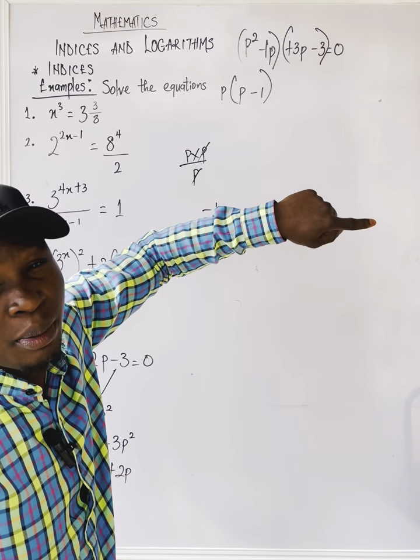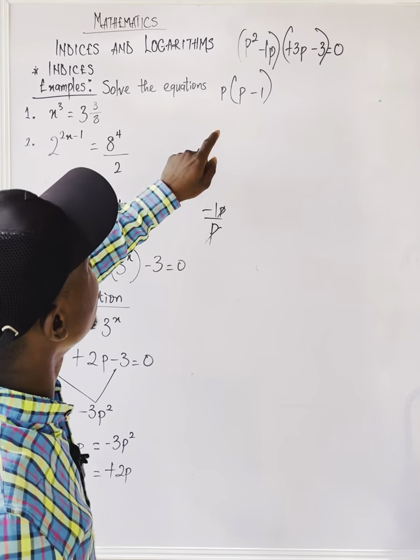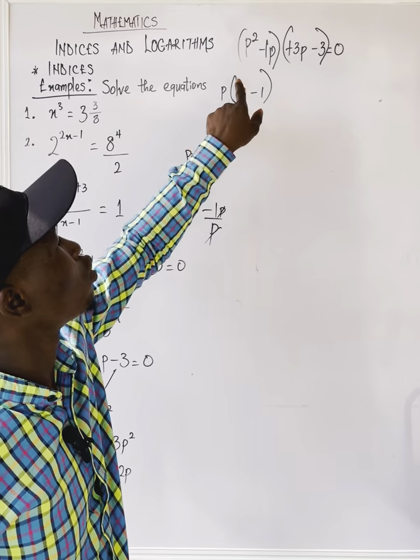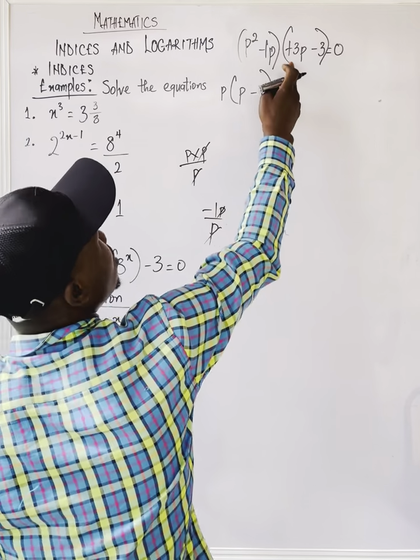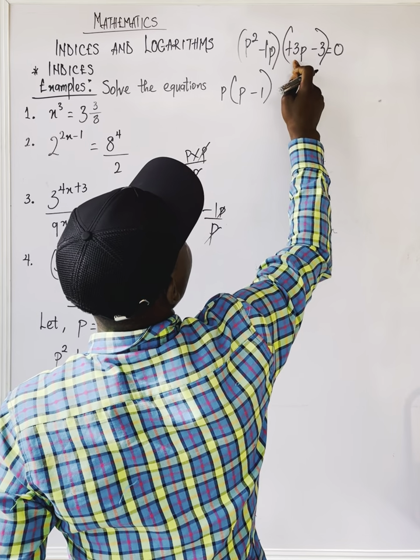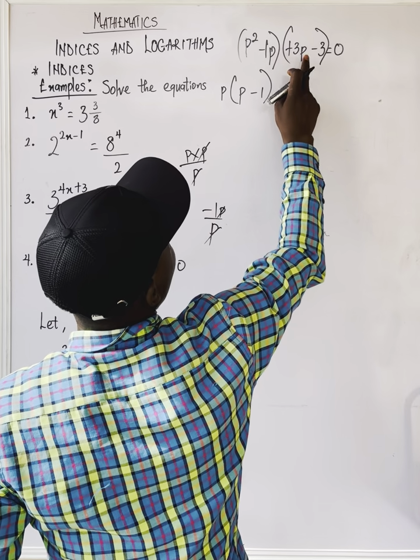You can decide to open it back just to check if you are actually correct. P times p will give us what? P square. P times minus 1 will give us minus 1p. So we are correct. Now, what is common here? Is p common? P is here, but p is not here. So what is common here?